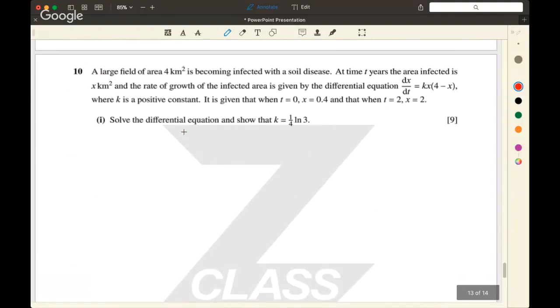Okay, last question. This is a differential equation, and just a fiddly, annoying integration procedure.